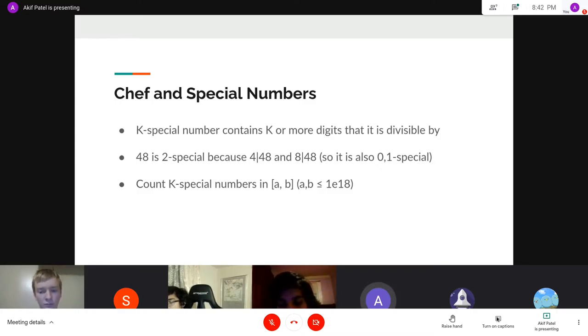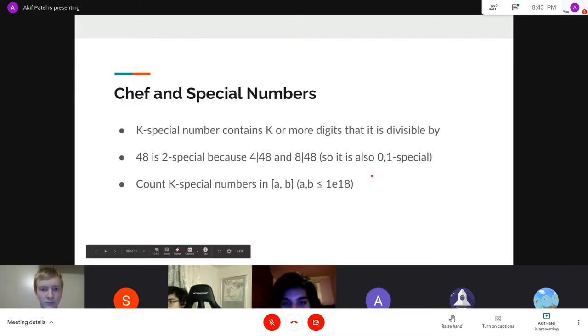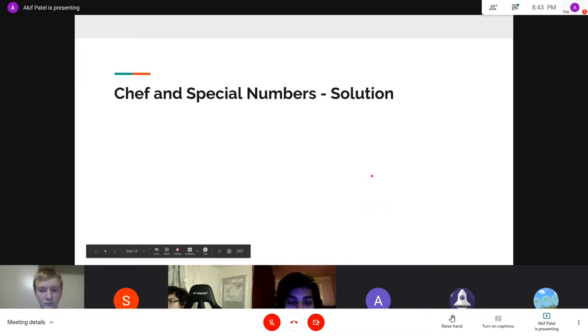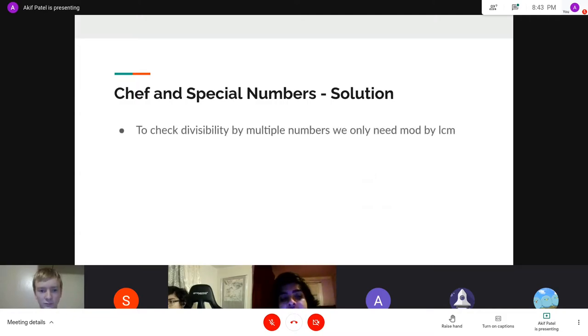Oh, I see. Yeah. But obviously then you could do the optimization of not doing 2 and 4 and 6 and stuff. Yeah, so that's the correct optimization which you're looking for. And so the critical realization here is that to check the divisibility by multiple numbers, we don't need to mod by all those numbers. We just need the mod by their LCM. Does everyone see why this is true? I can maybe go in depth more on this.